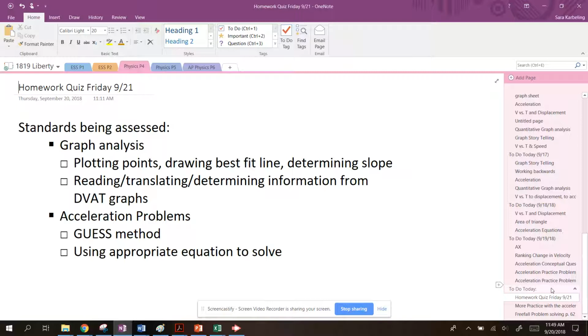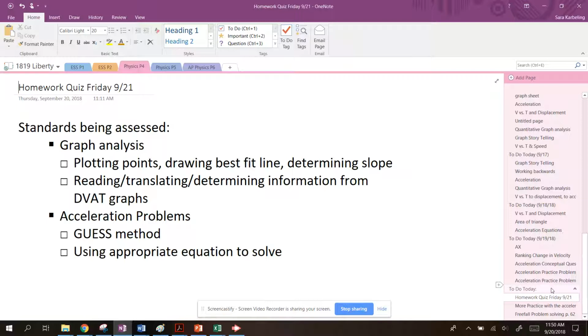The other part of graph analysis is reading, translating, determining information from the DVAT graphs. Displacement, velocity, acceleration, and time. That's my shorthand because I'm lazy. Okay. So that would be kind of like your pink sheet. Yes. You don't get to use it. So you want to know it, right? You want to know what the arrows are. And then the other thing that I would definitely look at is that half sheet, was it green, that we went over, where it was given this graph, what is the velocity? What is the displacement? That kind of stuff. So something like that will probably appear.